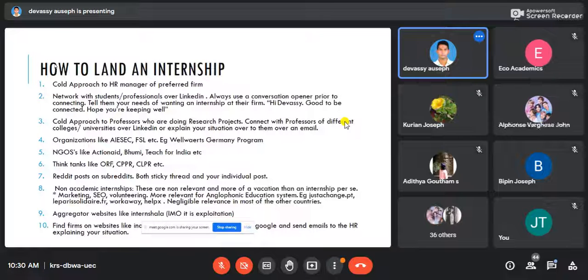So what we can do to fight this scenario is, number one, a cold approach to the HR manager of a preferred firm. For example, use LinkedIn. LinkedIn is an amazing tool you can use. Network with students, professionals, HR managers over LinkedIn. And when you use LinkedIn, always use a conversation opener.